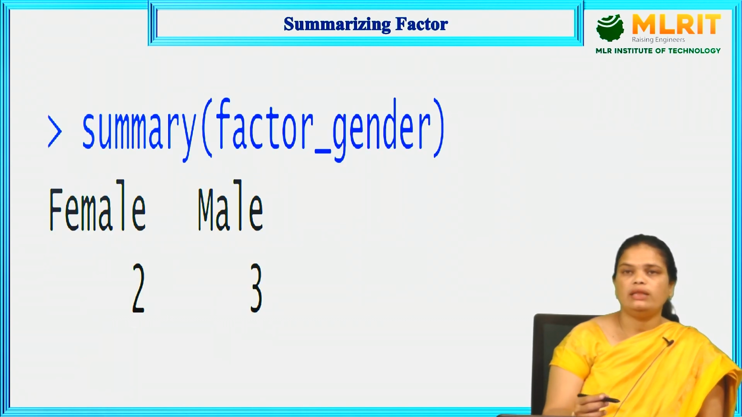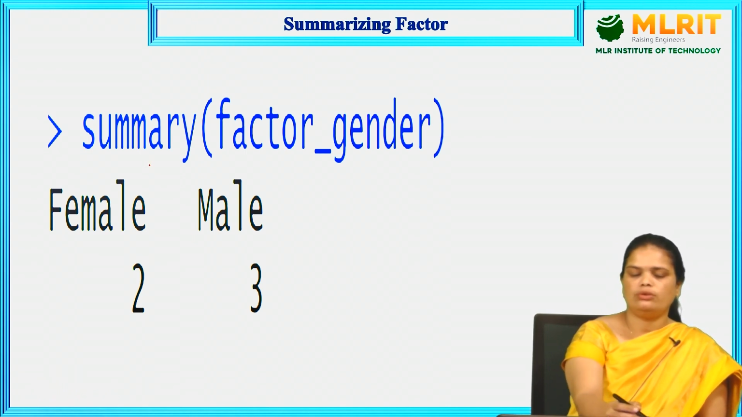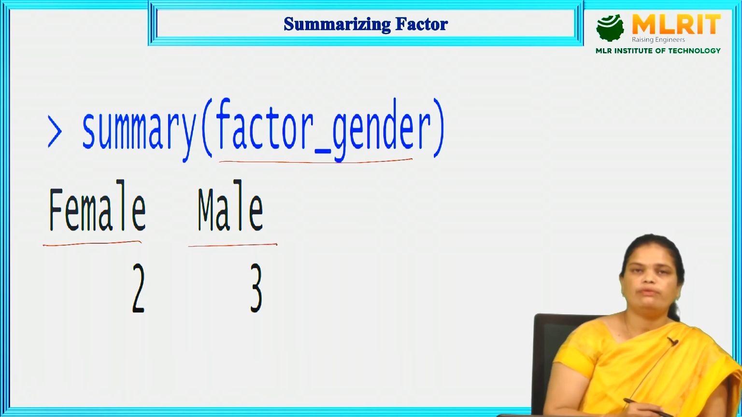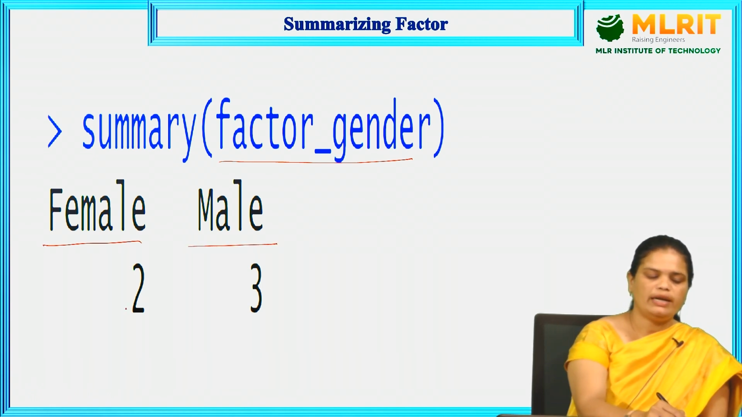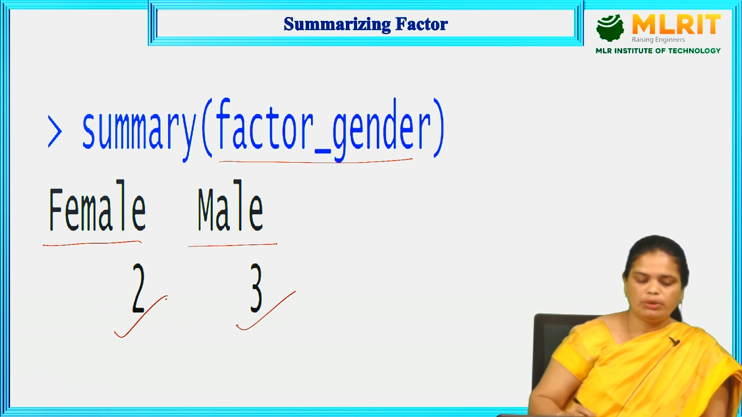When you apply the summary function to a factor, it will display how many female attributes there are and how many male attributes there are. It will directly print the number.